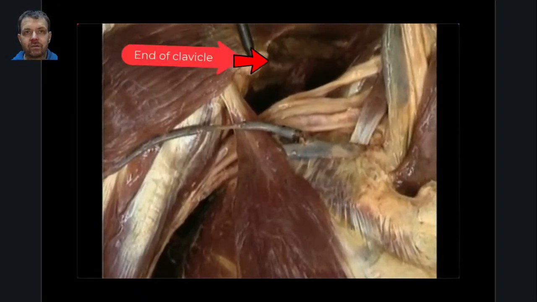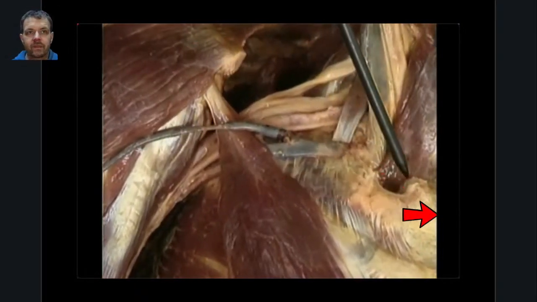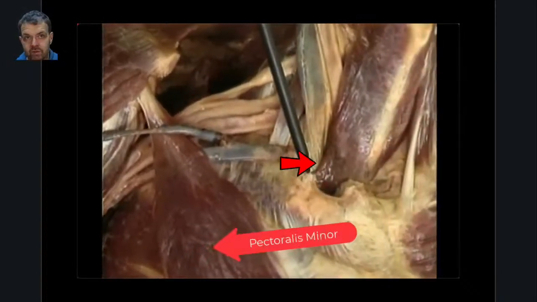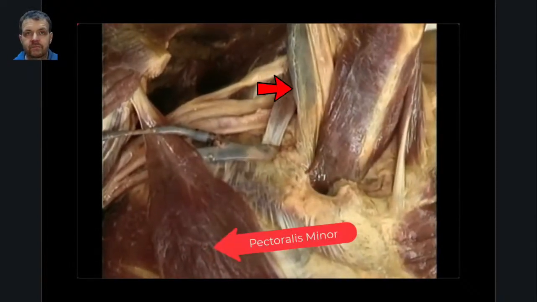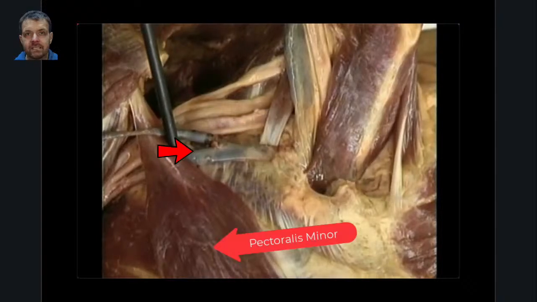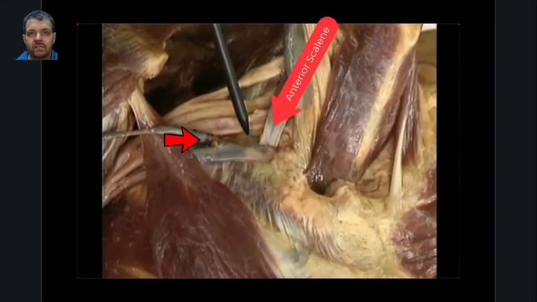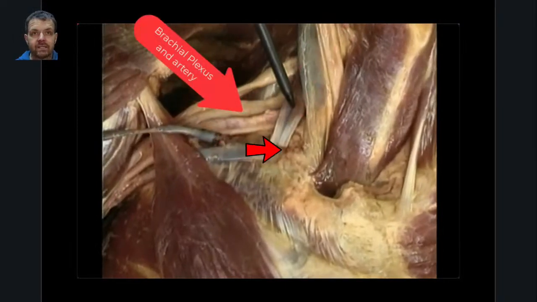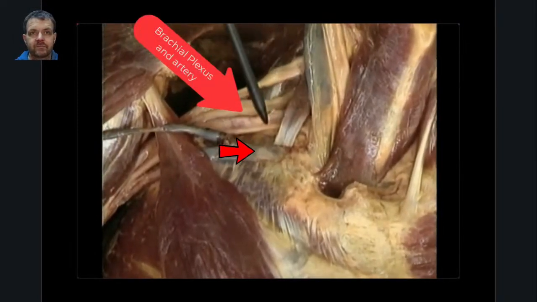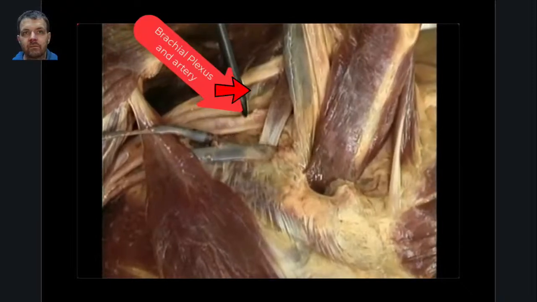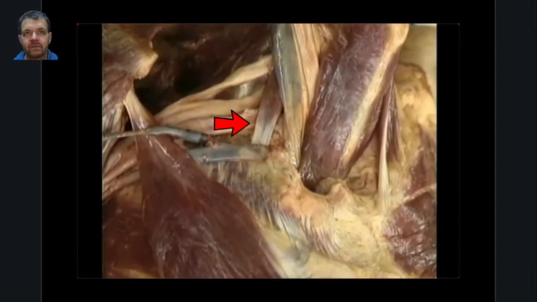So end of the clavicle just there, end of the clavicle just there. So the clavicle's been removed. There's your anterior scalene. And then there's your vein, well, a couple of veins joining together to form that subclavian vein. Brachial plexus just here.